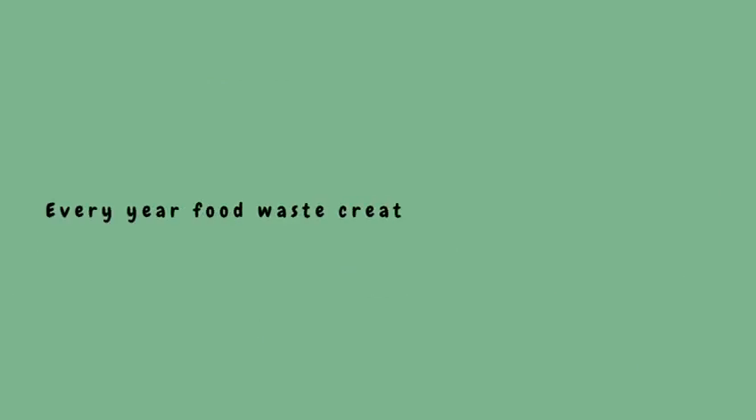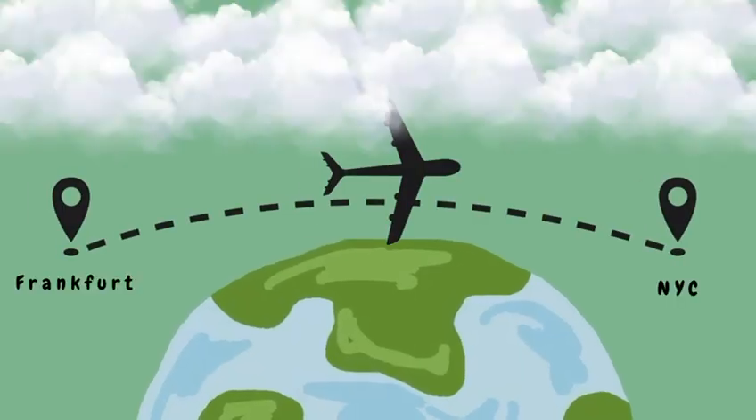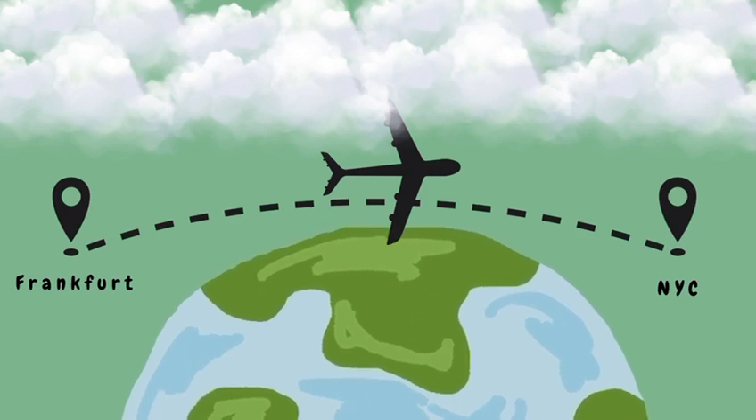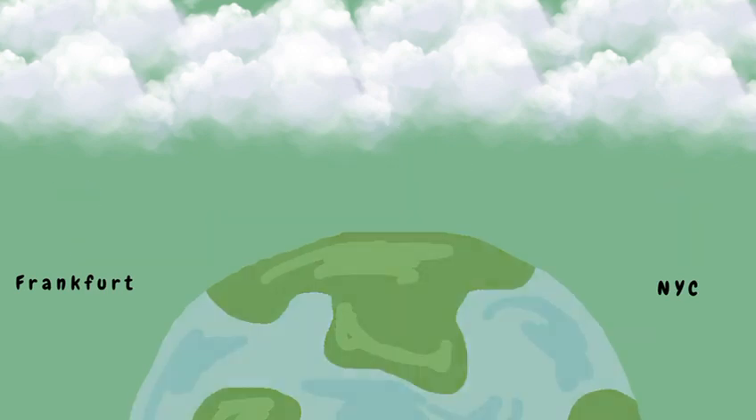Every year, wasted food creates 4.4 gigatons of CO2. That's almost 8% of the world's greenhouse gas emissions. To give you an idea, the CO2 from wasted food is like every person in the world taking a flight from Frankfurt to New York City. It's crazy how much damage wasted food does. But every small action we take to stop wasting food helps.